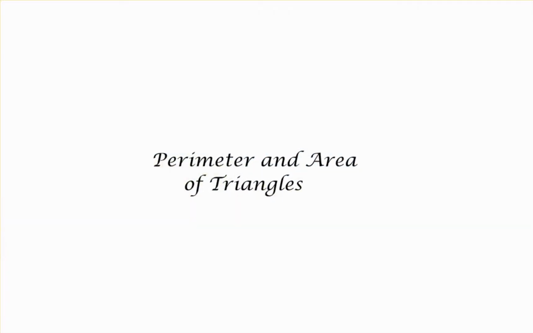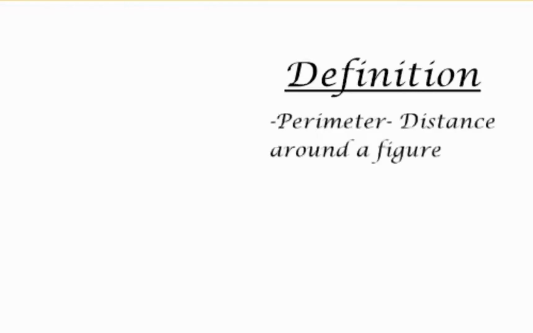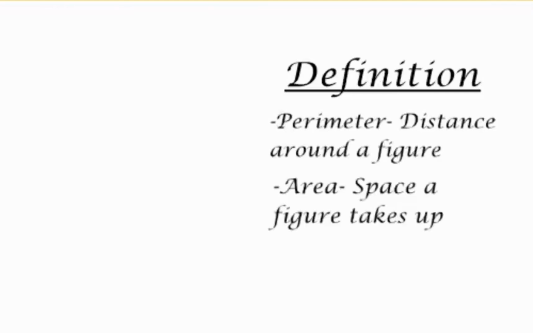Welcome to the lesson on perimeter and area of triangles. In this lesson, we will define perimeter and area and discuss how to use them to solve real-world problems. By definition, the perimeter of a figure is the distance around the figure, or rather the sum of all the side lengths. The area of a figure is the space that the figure takes up.